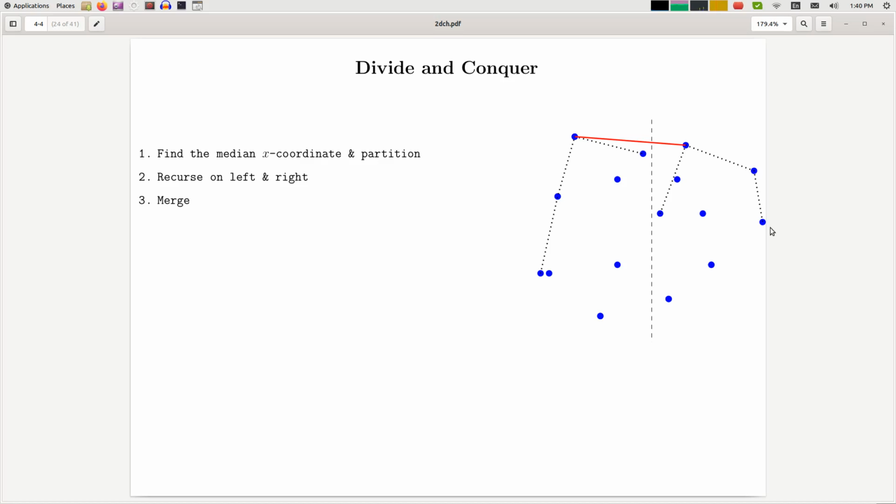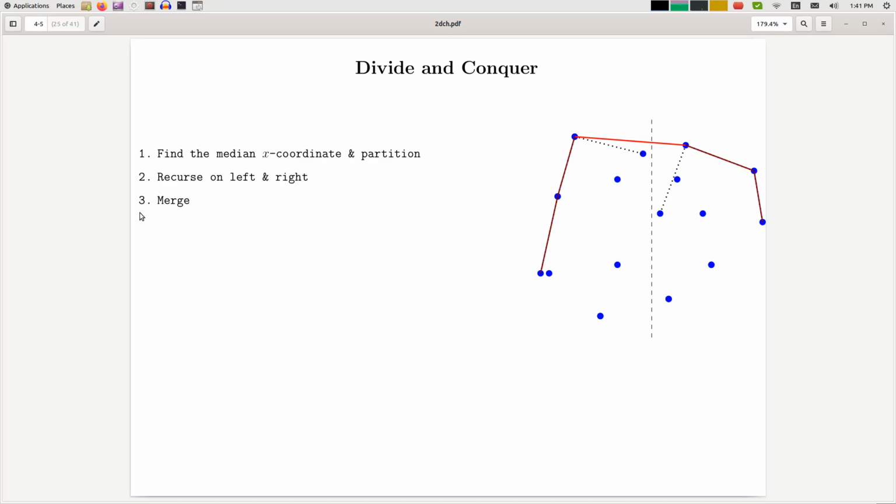Finding the median, well, that is part of the algorithms and data structures course. We know we can do it in linear time, or if you are lazy, one nice heuristic is you can just randomly sample an element and take that x coordinate to be the x coordinate of the median, right? And that works pretty well on average. So we're not going to talk about step one because you should have seen this before. Step two is just a recursion. So the only interesting part is step three. So how do we merge two upper hulls?